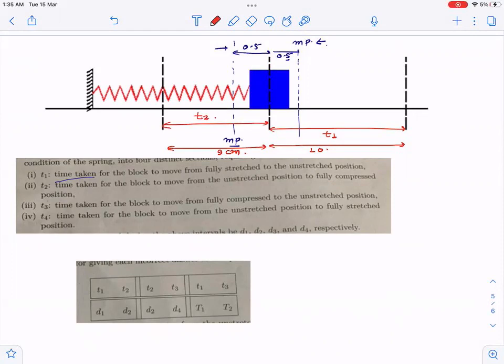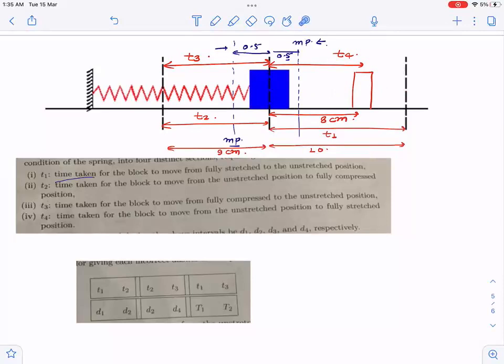Correct. T3 is the time taken for the block to move from fully compressed to the unstretched, that means natural length. So the distance-wise T2 and T3 are same. So this is T3. Right. T4 is the time taken for the block to move from natural length to fully stretched. So here now, see, T4 is different, right? Because see, 10, 9, 9, 8, because every time it reduces by 1. So this is then T4, and if I have to mark, this distance is only 8 centimeter. Very, very important. Okay. So we have to then here mark which is more, which is less.